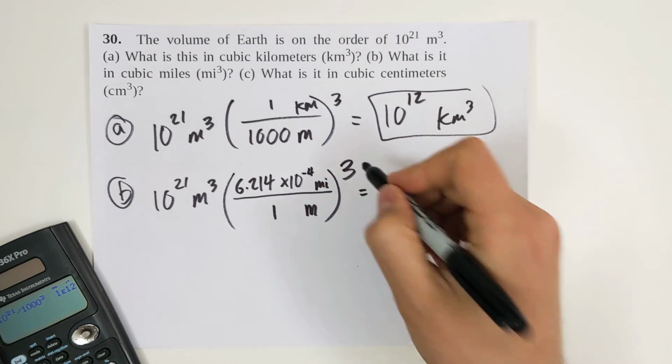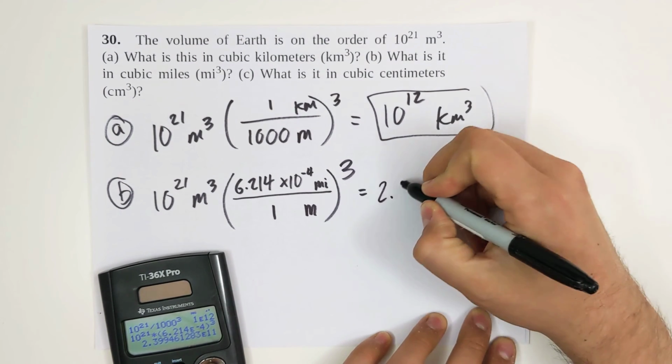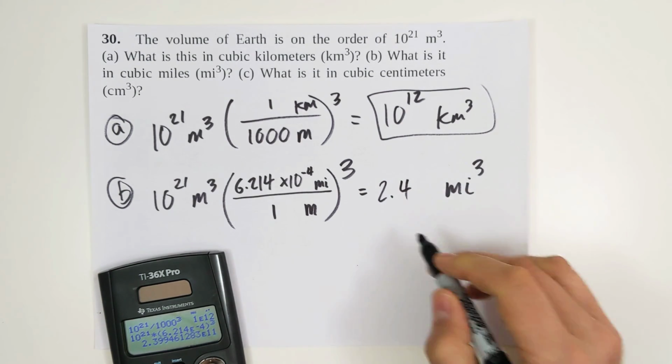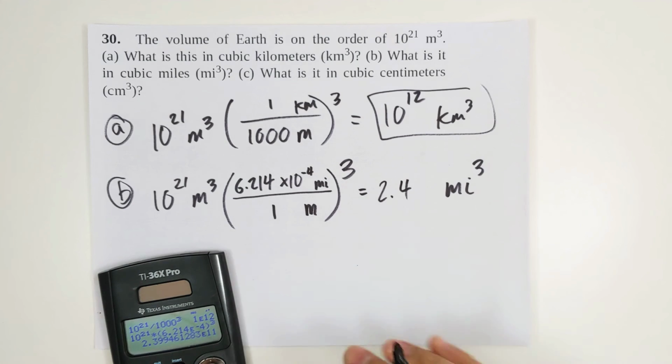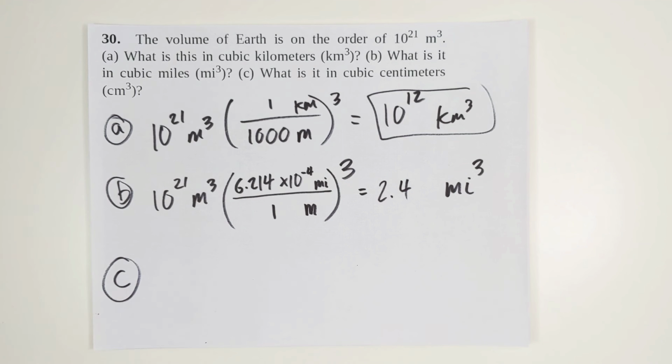Cube our thing. 1 to the third power. Perfect. Calculator. Ready? 10 to the 21st power times, I'm going to use the parentheses, 6.214. E means times 10 to the minus 4th. And my parentheses, raise that to the third power. You can see what we've got here matches what we've got here. Boom. I'm just going to say 2.4 miles cubed. Again, it could be 2.39, 2.399. Talk to your teacher about significant figures. Or tell me you need some help with that and I'll make a video.